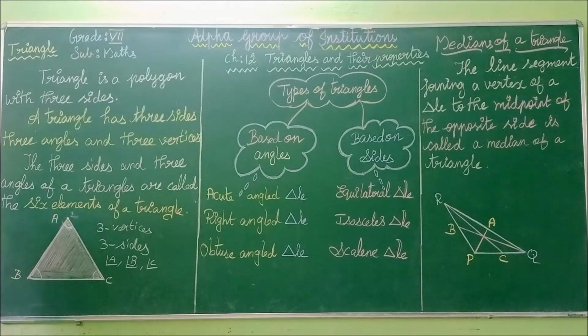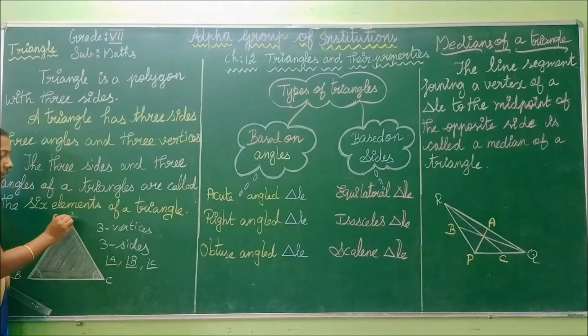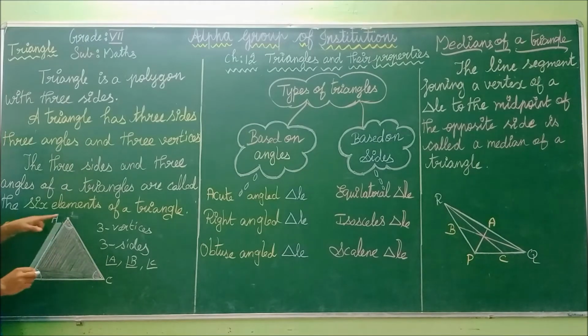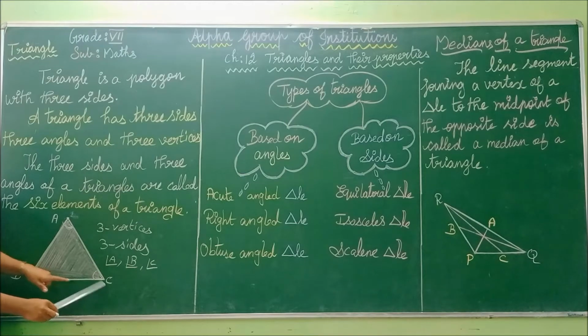And now listen to my question, children. Which is the opposite side of vertex A? This is vertex A. Which is the opposite side? It has three sides: AB, BC and CA. So, opposite to the vertex A, we have the side BC. So, BC is the side opposite to vertex A.